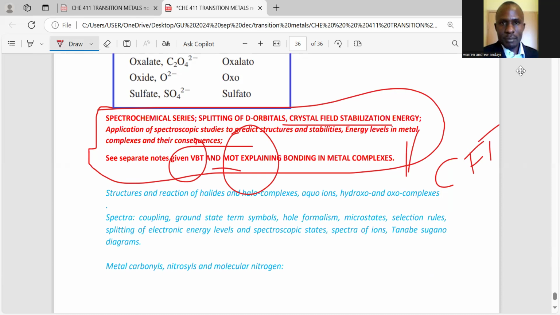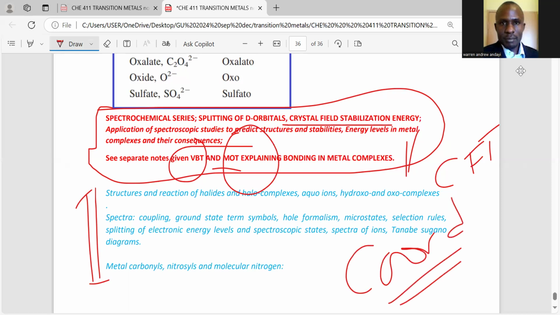Then once we are done with that, we can go to some extra work. However, this extra work will still be covered under coordination chemistry. So it's not per se the key point of transition metal chemistry, but it can be covered under that unit or that course, coordination chemistry. However, because it's stipulated in this unit, I'll still teach it.